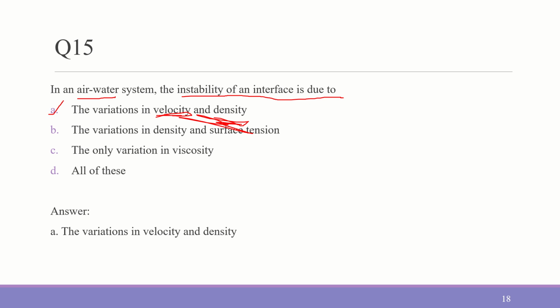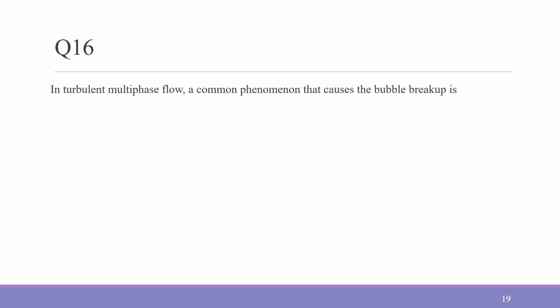Now let us go to question 16. In question 16 it is asked that in turbulent multiphase flow, a common phenomenon that causes bubble breakup is... So what are we asked? Till now we have seen about bubble coalescence. Now the question is about bubble breakup, and that too in a turbulent multiphase flow system. So what is the common phenomenon that is causing bubble breakup?